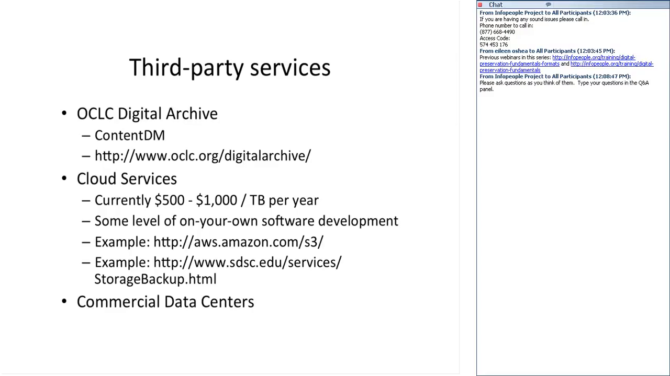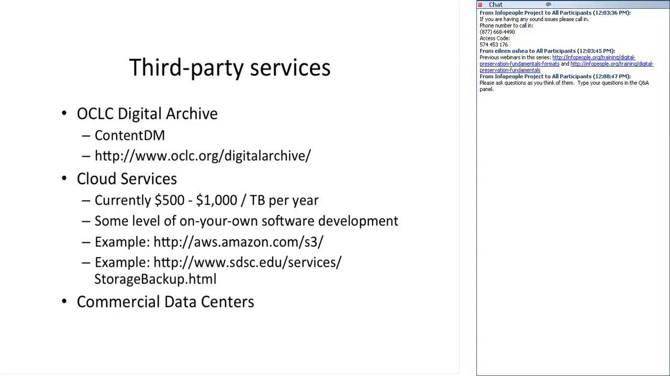Two commonly discussed cloud services in our world are the San Diego Supercomputing Center and Amazon. Amazon Web Services provides a simple storage solution, S3, and their costs when all the math is done is about 1,000 terabytes per year, something that should ring a bell to you from the DuraSpace costs.